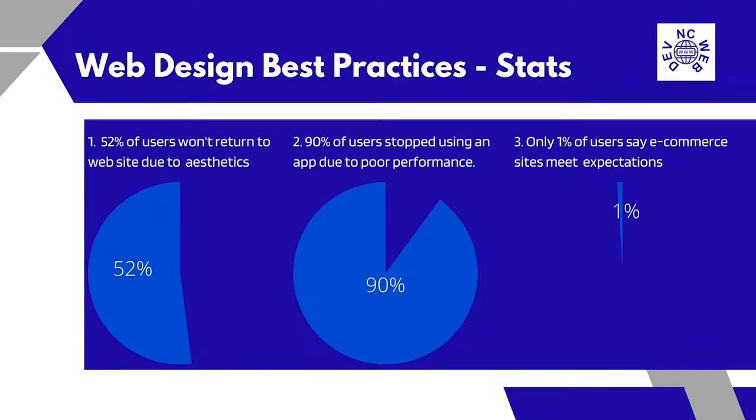Graph number 1 shows you 52% of users won't return to a website due to aesthetics. As I said before, the colors, the look, the visual appeal, the fact that you don't have things overlapping, it's clear to click and stuff. Aesthetics. Like at home, you want to have things nice and neat. Well, your website should be that too. Because if people can't find it, you're losing 52% of your revenue.